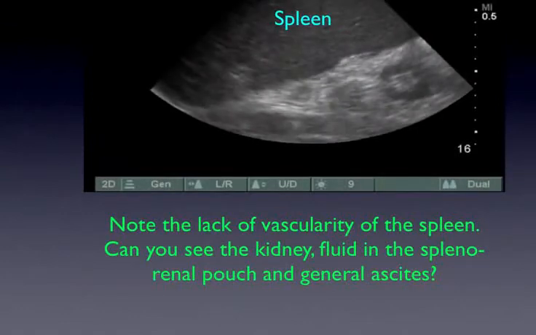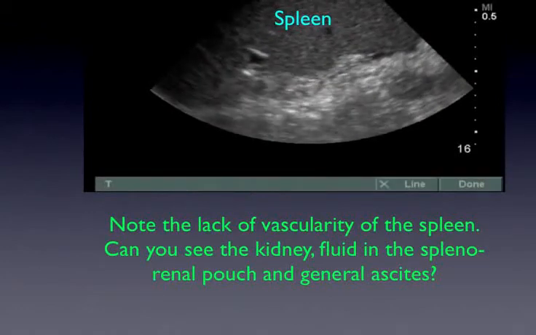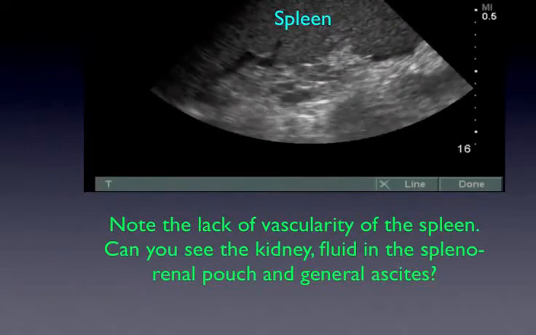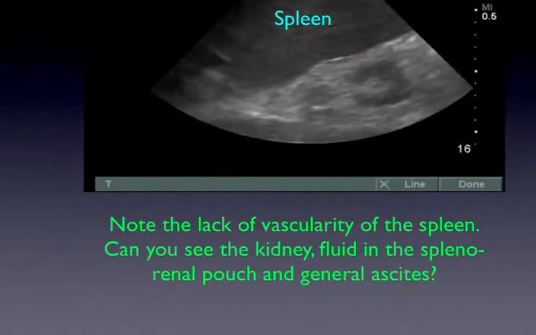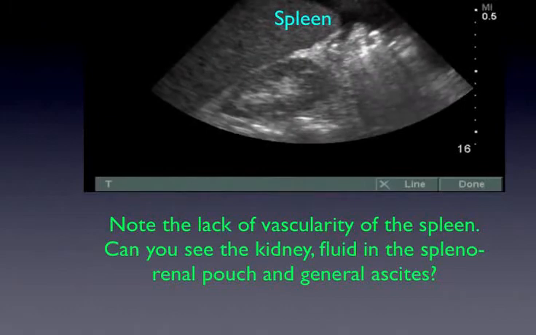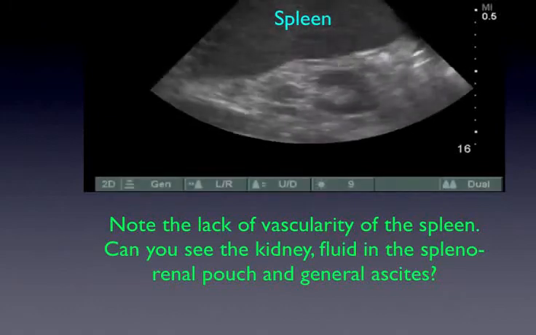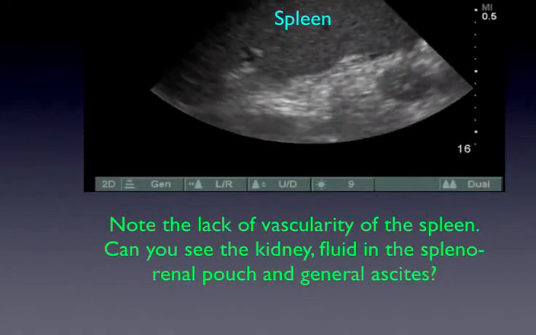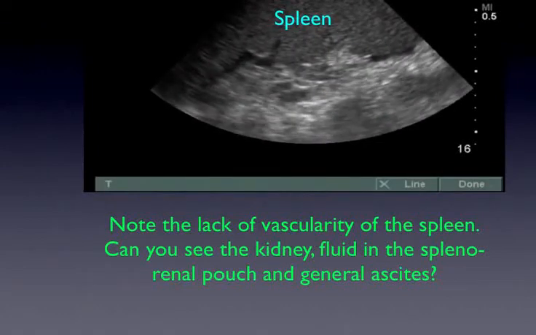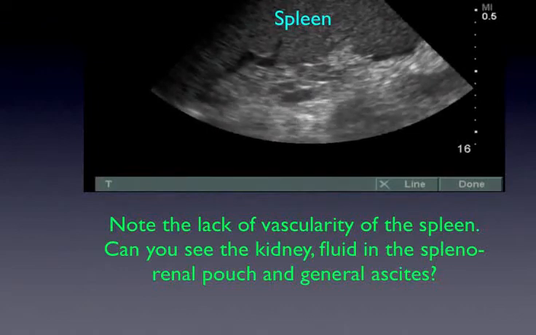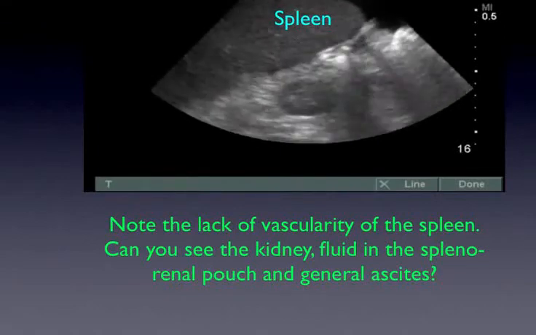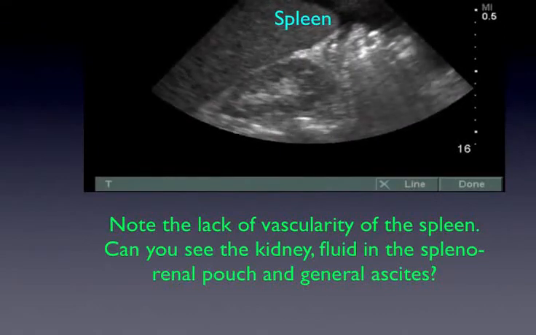Now here's a clip of the spleen, which is rather large, and you'll see typing appear on the left side of the screen saying big spleen. And note the lack of vascularity in the spleen. And on the slide you can see also the question, can you see the kidney, fluid in the splenorenal pouch and the general ascites? So the kidney is at the inferior margin of the screen. It'll appear shortly. You can see the hyperechoic space between the spleen and the kidney, and there's the ascites on the right of the image.